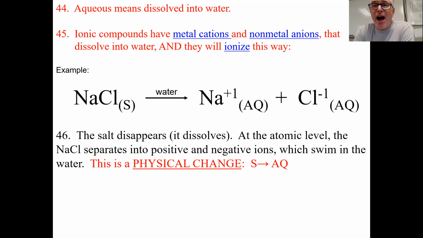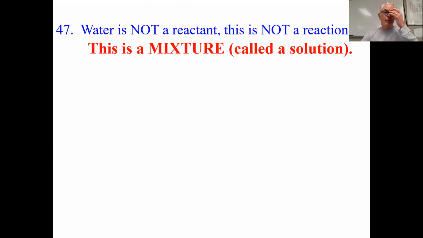This just happens in your kitchen. It happens in your mouth. If you put salt in your mouth and you drank some water and you shook your head, you could ionize the salt into ions. You get loose, mobile ions. Now, water is not a reactant here. There's no chemical reaction. We're just mixing it.